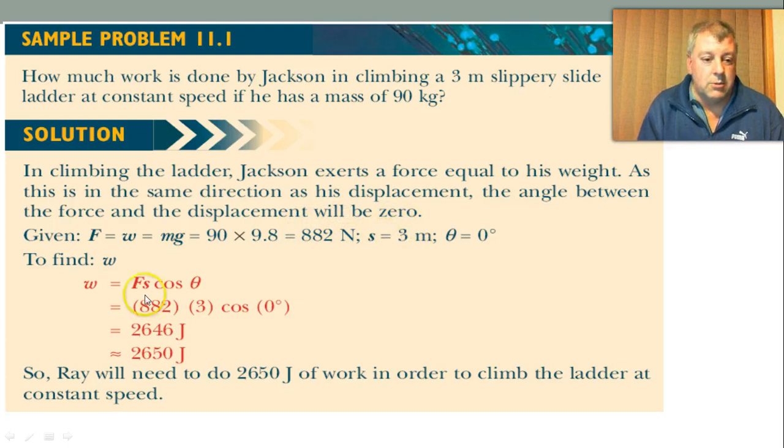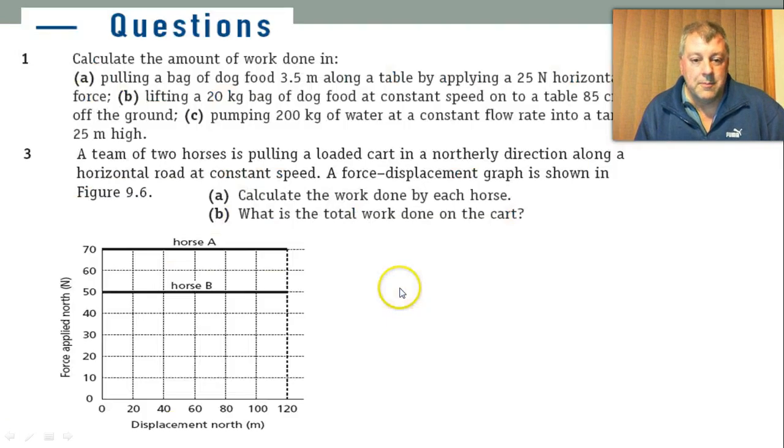S is 3 meters. Put it into W equals Fs. They've got a cos theta here that we don't worry about because it's always going to be 0. Sometimes people would put a sine theta there, in which case the angle would be 90, and that would be 1. So this would be 1 as well. And so we get the answer, just W equals Fs, 2,646 joules. That's how much work is done going up the slippery slide.